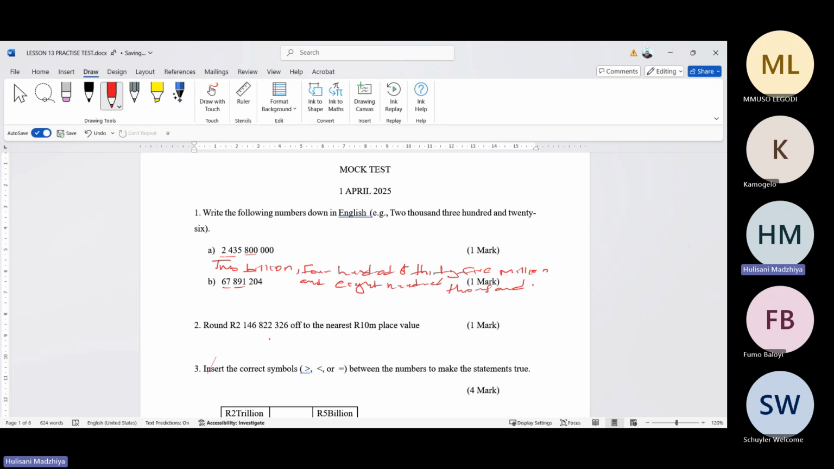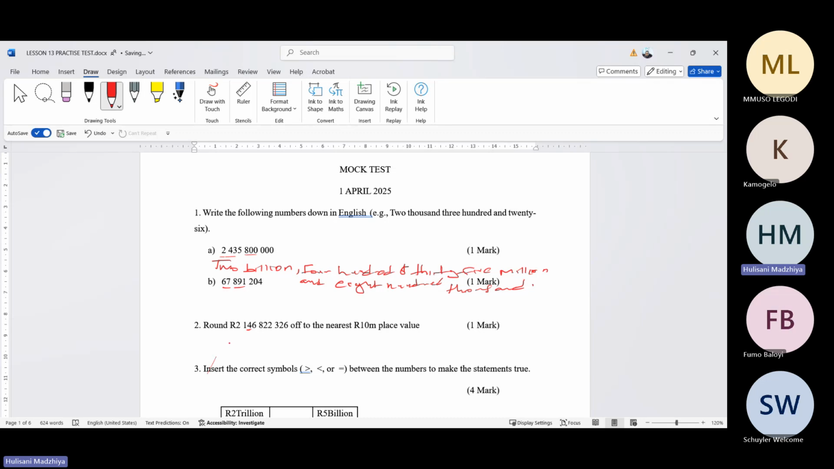1,426. Sorry, not 2 million. So we've got thousand, we've got million, we've got billion. So this is 2,146,822,326 rands, to the nearest 10 million place. So for the 10 million place, we have got 4 over here, which is in our 10 million place.